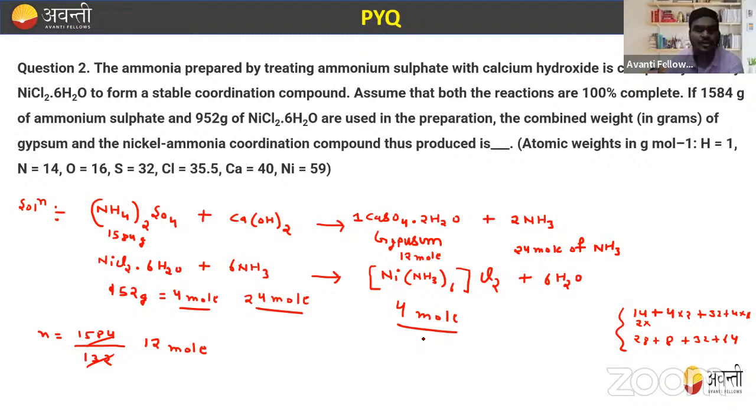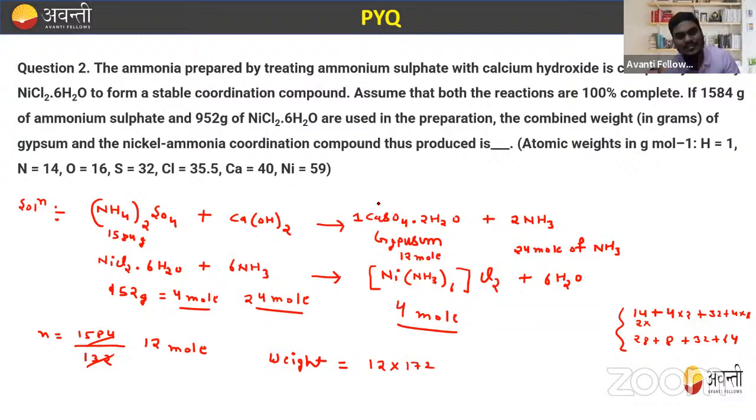Now you have to calculate the combined weight of gypsum and nickel ammonia coordination compound. So what is the combined weight, beta? Here gypsum is 12 mole. We know that weight, that is mass, is equal to mole into molecular mass. The molecular mass of gypsum comes out to be 172.